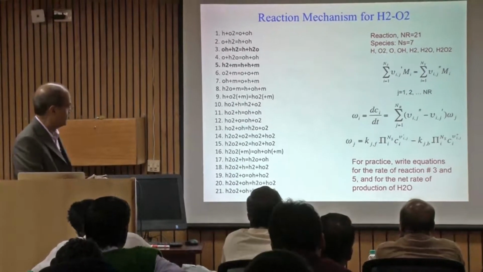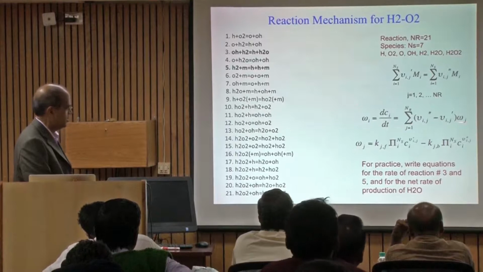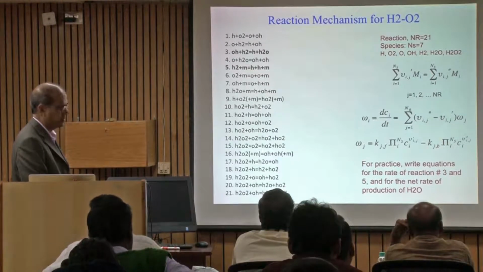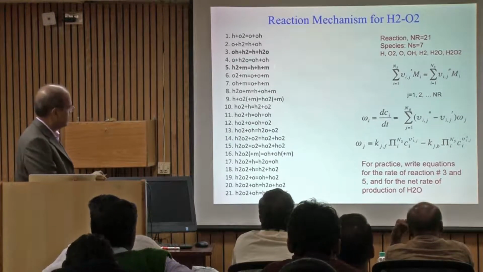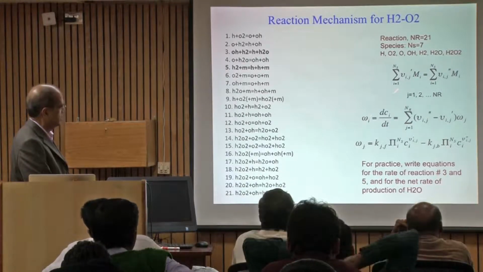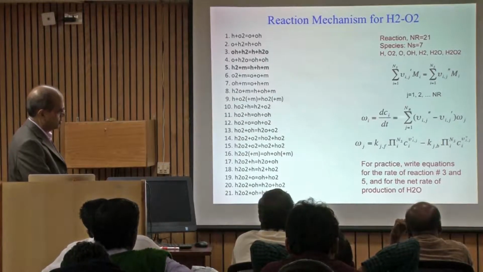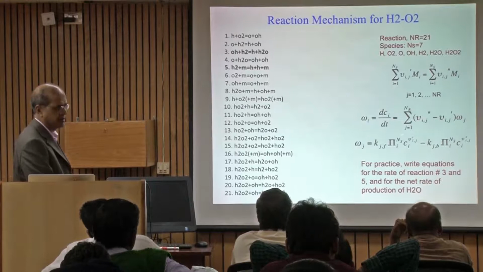This equation, dci/dt. So then you have 21 reactions. You can write all the reactions, 21 reactions, and then you have seven species. So you have seven equations like this.